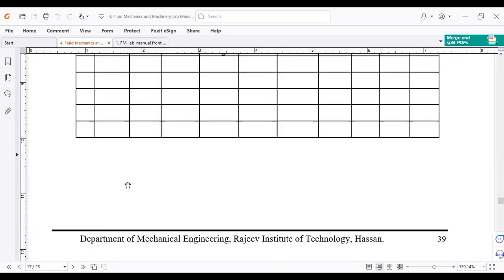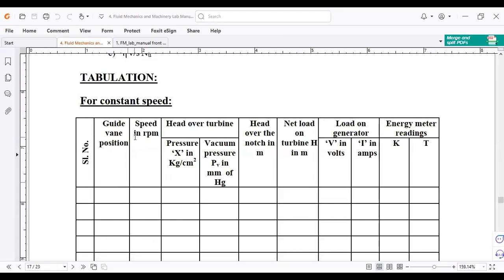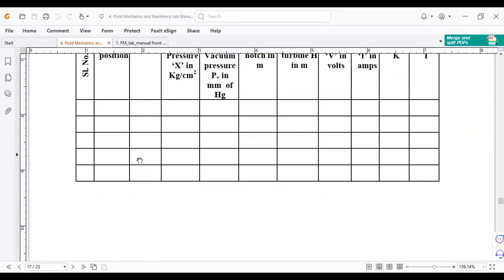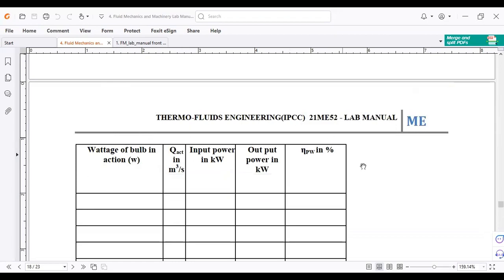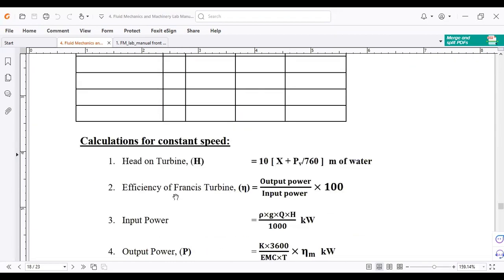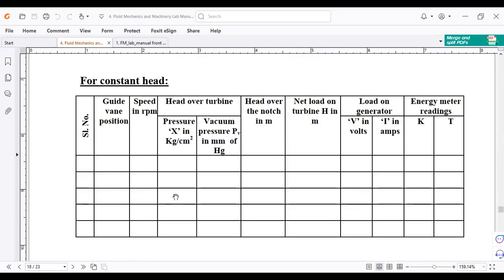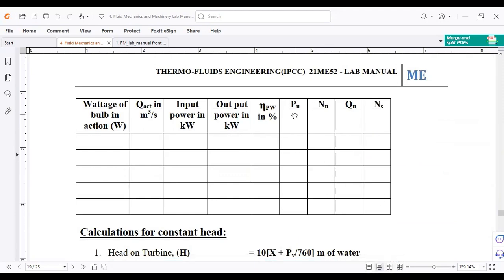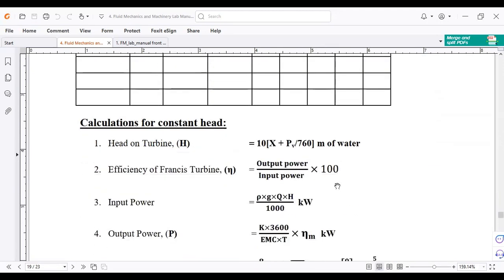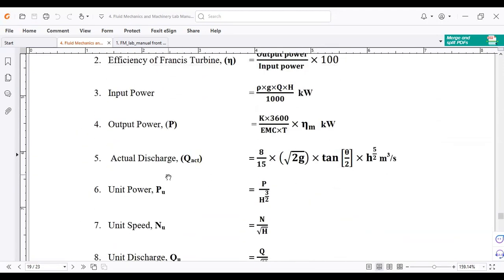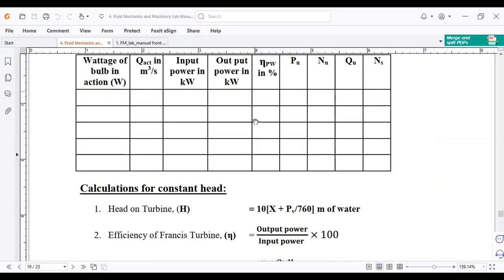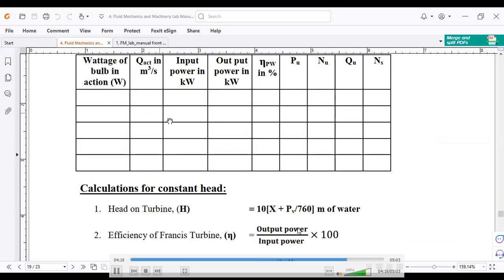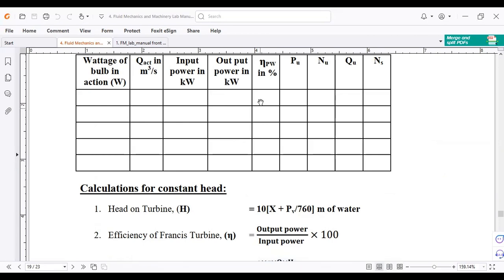This is the part for the constant speed calculation. Next is the constant head. In constant head, the calculation part is also the same, but in constant head you are going to have the unit power, unit speed, unit head, and specific speed of the turbine. These are the things we are going to add, and the equations are the same as what you used for the Pelton wheel. Up to here, the equations used for constant head are the same as those used for constant speed.